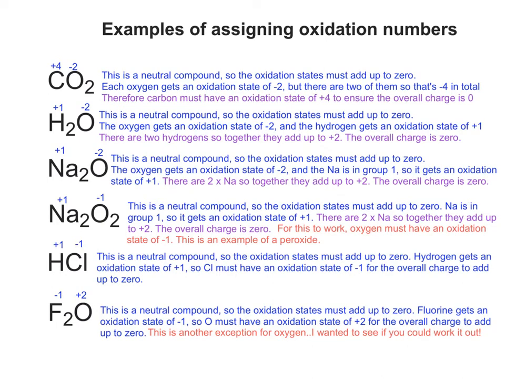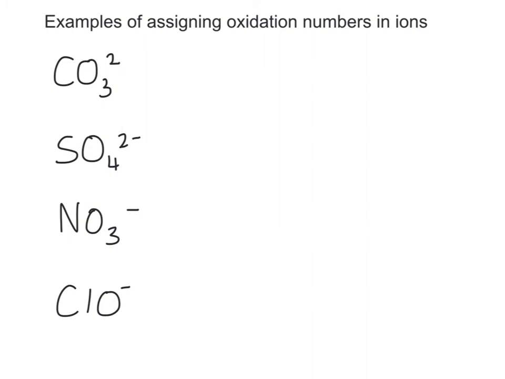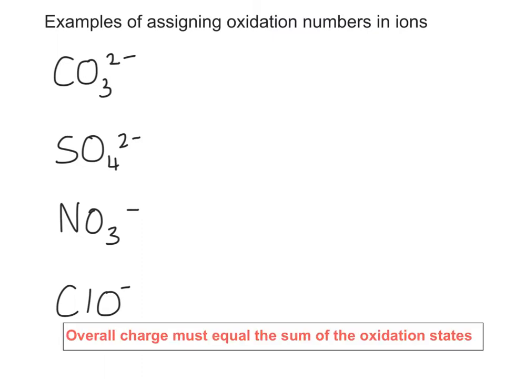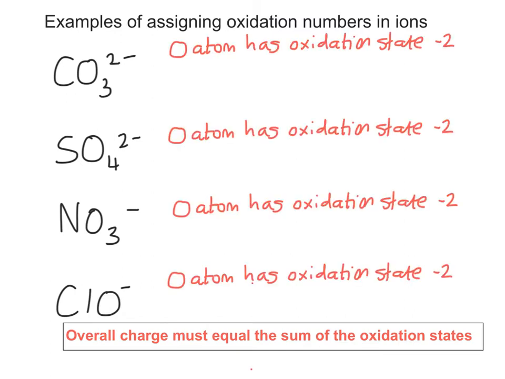So let's now have a look at some examples of assigning oxidation numbers to ions. See if you can jot these down, pause the video, and then work out what the individual oxidation states might be this time. So the first thing to remember is that the overall charge must equal the sum of the oxidation states. So you start with what you know. You know that the oxygen atom in each case will have an oxidation state of -2.